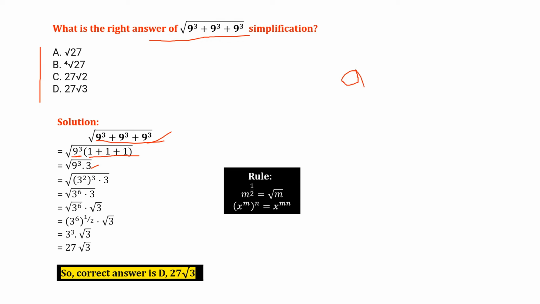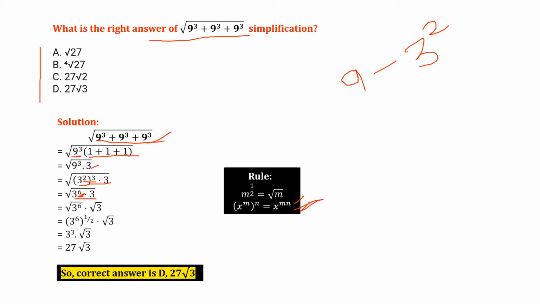Actually, the 9, we can write down as 3 square. So, we write here 3 square, and we have cube into 3. According to the multiplication law, we know that x power m, to the power n, is x power mn. So, we can write the same way. We have 3 power 2 and 3, which we can write as 6.